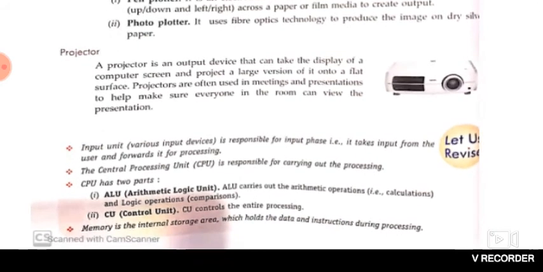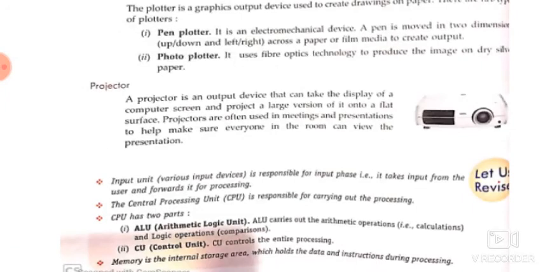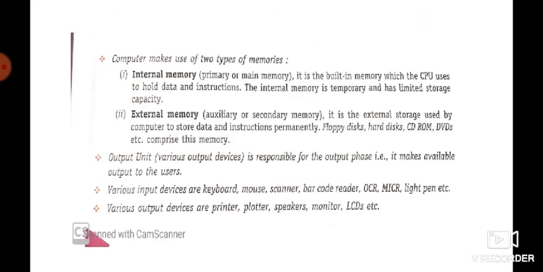At the last, the revision part is there. You all will read these short points of the chapter. It's a summary of the chapter: input, output unit, parts of CPU, ALU, CU. We can also include the memory unit here. And here we have the types of memory: internal and external. Internal means main memory, external means secondary memory. So read all these topics carefully and revise them.